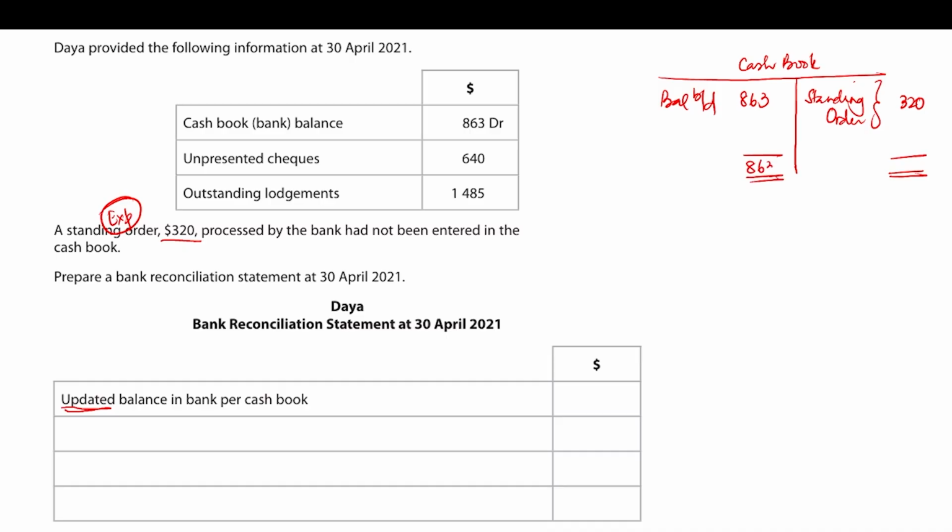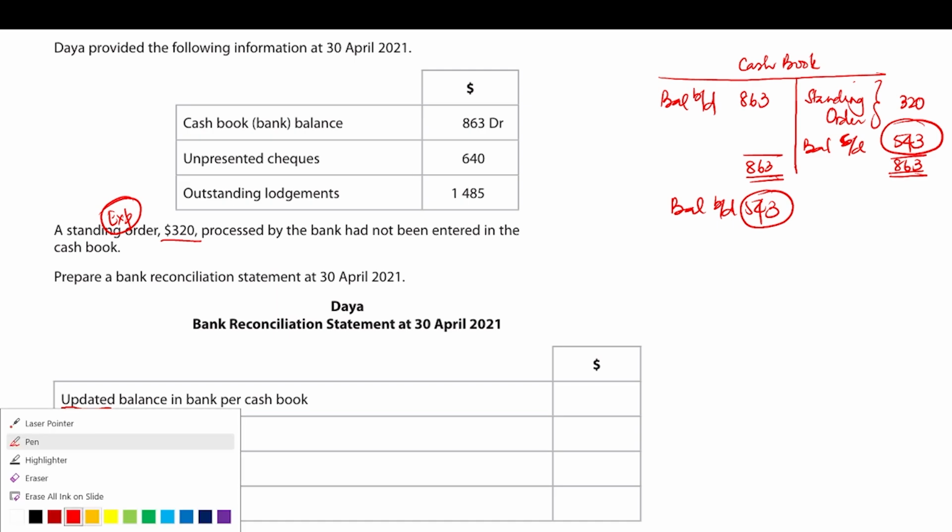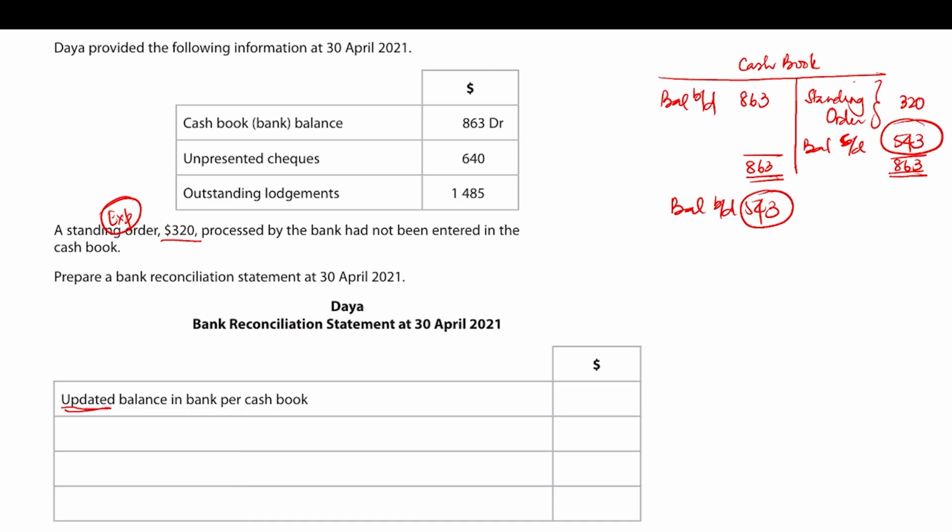We will balance it out on a rough working. So 863, the balance is 543. So this is balance carried down, which is balance brought down 543. This is the one we have to take into the account. So while we are recording, we will say updated balance in the bank per cash book 543.